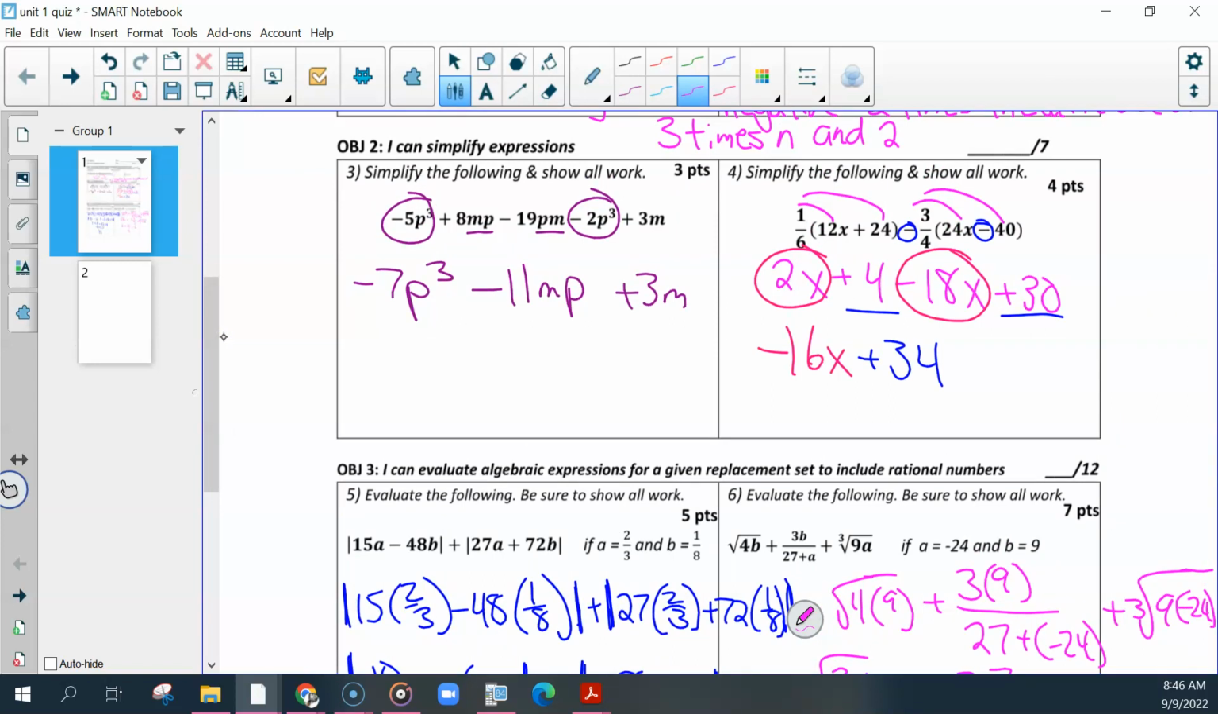Negative 11, because you're doing positive 8 minus 19. So MP or PM, either or. Points for this one: combining your P cubes correctly, combining your MPs correctly, and your 3Ms. That was worth 3 points. The 4 points here was distributing correctly for the first set, distributing correctly for the second set, and then simplifying your X's correctly and simplifying your constants. So those same sort of point values are going to follow for the test. So be keeping that in mind.